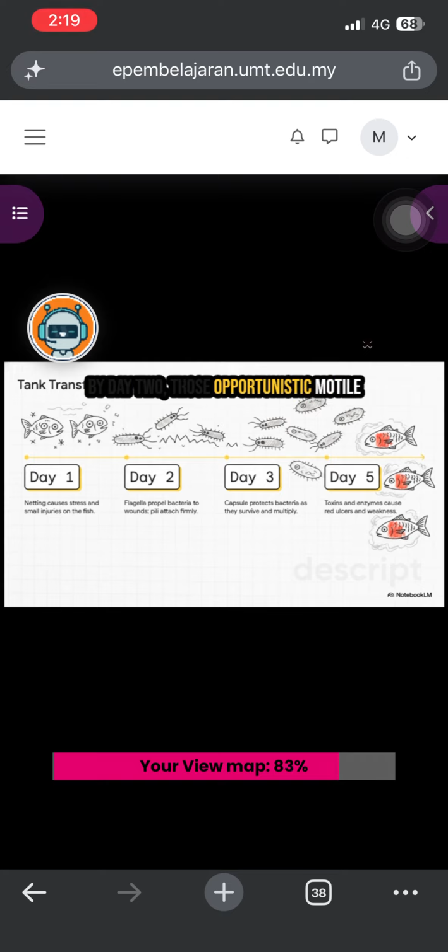By day 2, those opportunistic, motile bacteria use their flagella to swim straight toward those fresh little scrapes, using their pili to anchor deeply into the damaged tissue. By day 3, they're utilizing their capsule slime layers to fend off the stressed fish's weakened immune system, which allows them to rapidly multiply. By day 5, the sheer volume of toxins and enzymes they've produced has digested the local tissue, resulting in those sudden severe red ulcers and the weakened state of your fish. The transfer didn't create the bacteria, it just created the perfect opportunity.